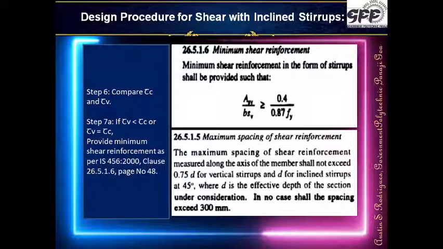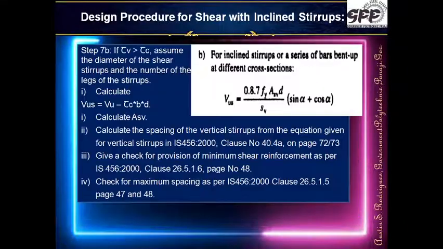Now this was if tau v was less than tau c. Now what if tau v is greater than tau c? That means the nominal shear stress coming on the beam is greater than its own capability. Now in this case, as we used to design with vertical stirrups, over here also assume the diameter of the shear stirrups to be provided, and assume the number of legs for the stirrups.